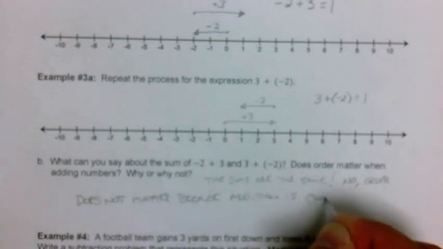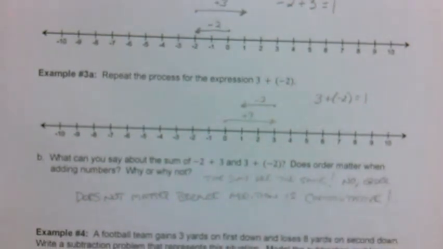Does order matter when adding numbers? Well, no, it doesn't. Order does not matter because we know that addition is commutative. All right, the commutative property of addition says that you can add numbers in any order and you will get the same answer. So again, the order doesn't matter when adding numbers because addition is a commutative operation.